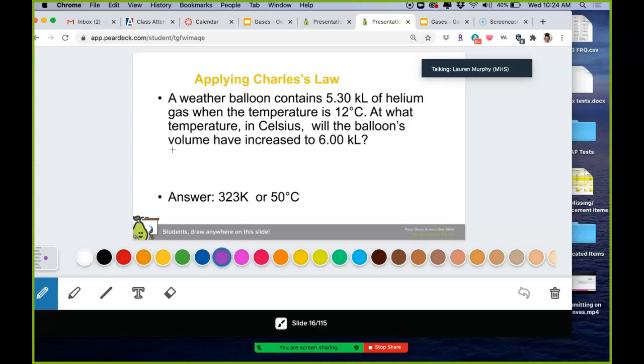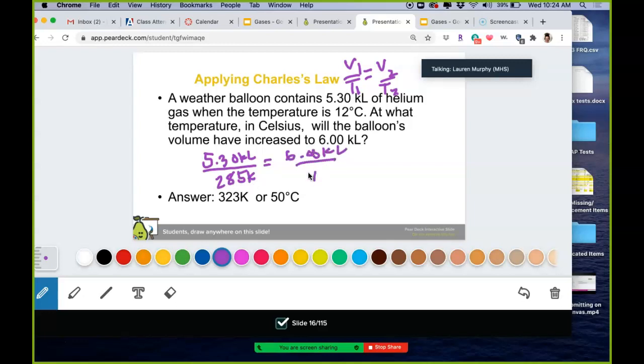So this is V1 over T1 is V2 over T2. So what's V1? 5.30 kiloliters. What's T1? It is not 12. You have to plug in Kelvin. So you take 12 plus 273 and you get 285 Kelvin. All right, V2 is 6 kiloliters.